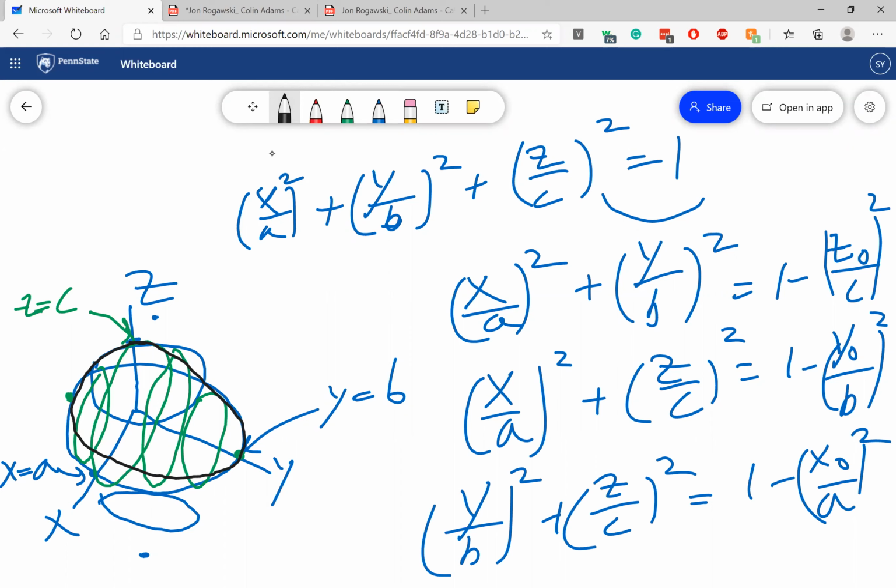Like that. And again, this is CB, so this is y is equal to b, and this is c is equal to z. And then as we continue, these ellipses get smaller and smaller as x0 gets bigger and smaller. Any questions about this? So this is how we can see that this gives you an ellipsoid.